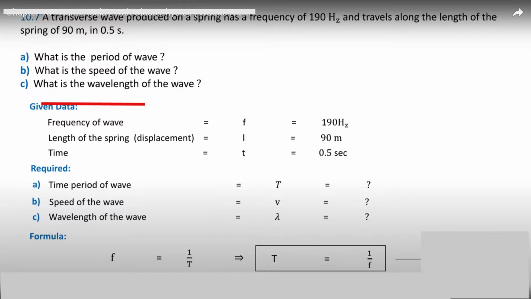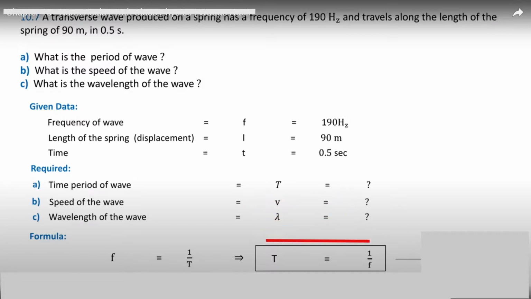Now we will write the given data. Frequency f is equal to 190 hertz. The length of the spring, which is a kind of displacement here, L is equal to 90 meters. t is equal to 0.5 seconds. What is required? The time period of the wave and the wavelength.